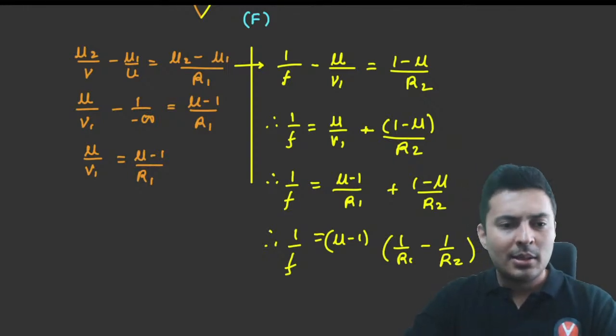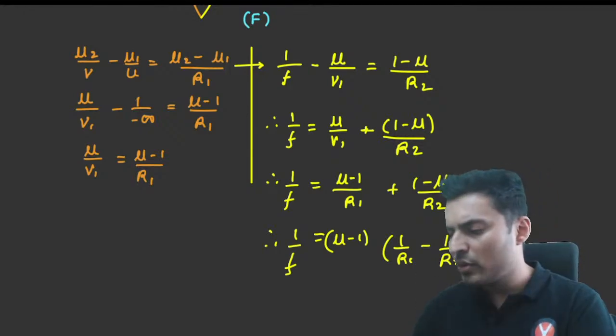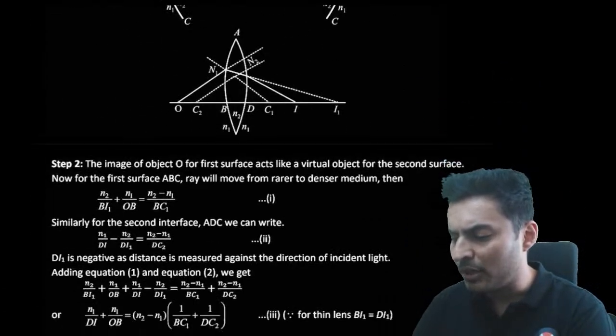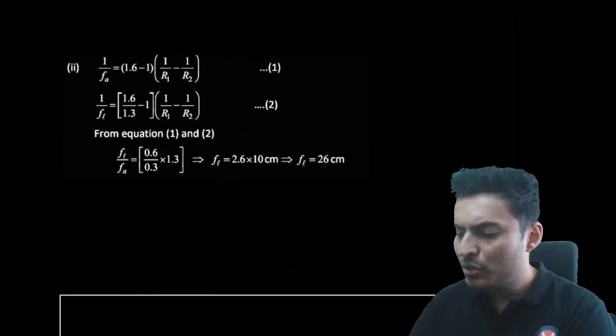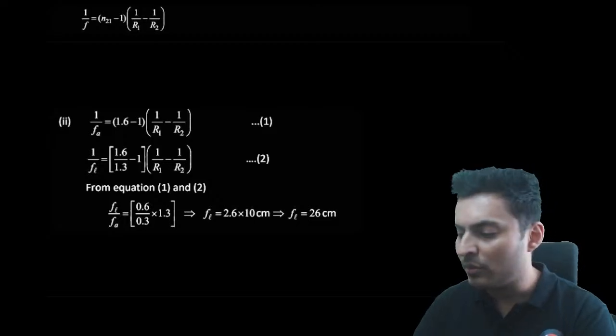Okay. I hope I was very crisp about it, right? This is an overview of how you derive this lens maker formula. And then you can use that lens maker formula for solving the question.